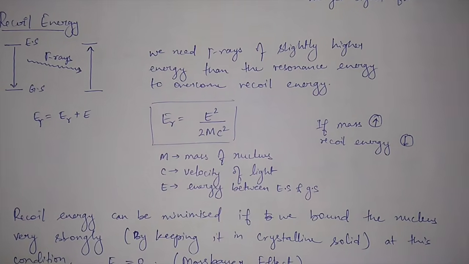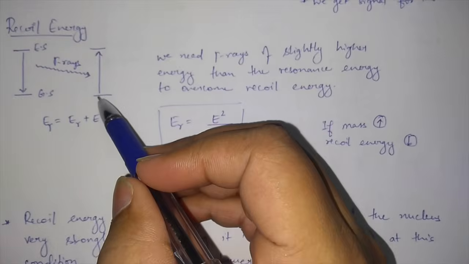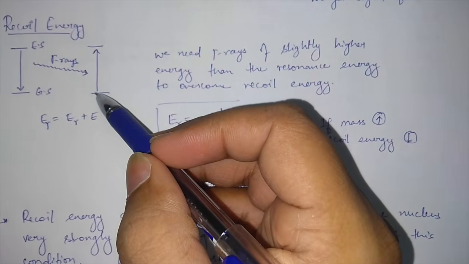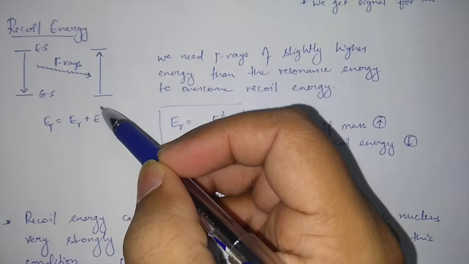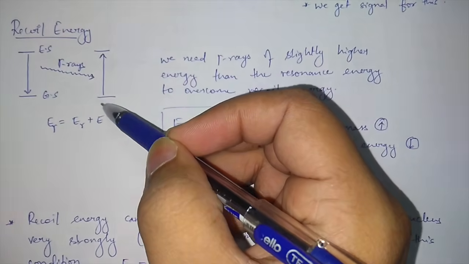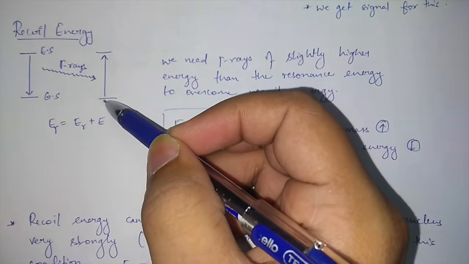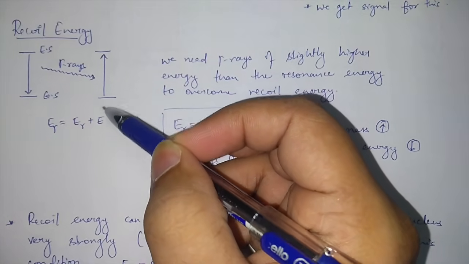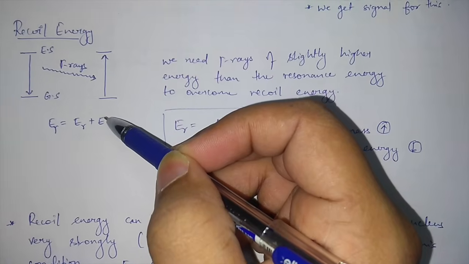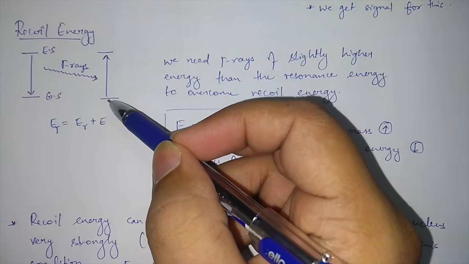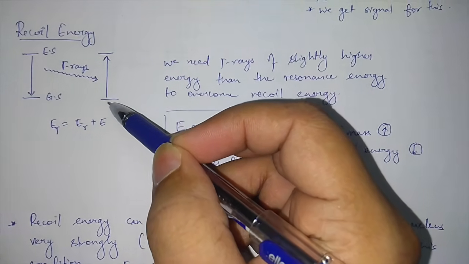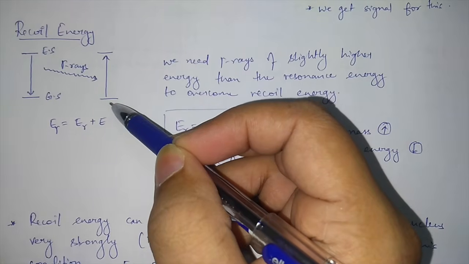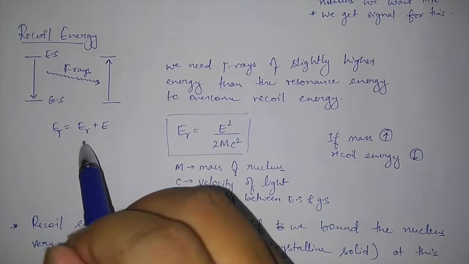Now what is this recoil energy? Whenever this transition will take place, some amount of your nucleus will be pushed backward because something is moving in the forward direction. So you know what recoil is, right? Some part of the nucleus will move backward, and that is what we call recoil. So that amount of energy which is wasted, or the energy which is required for recoil, that is what we call recoil energy.